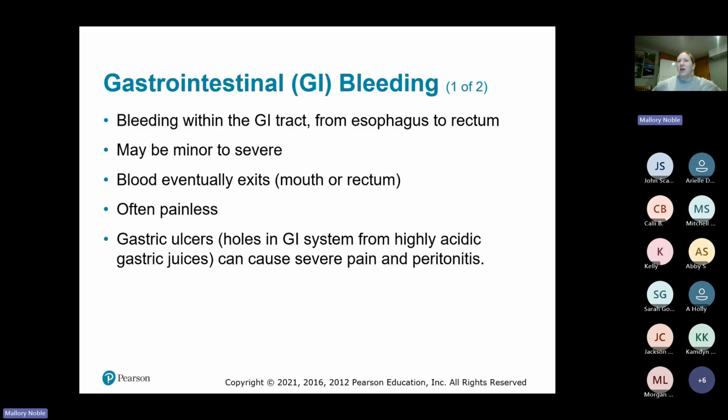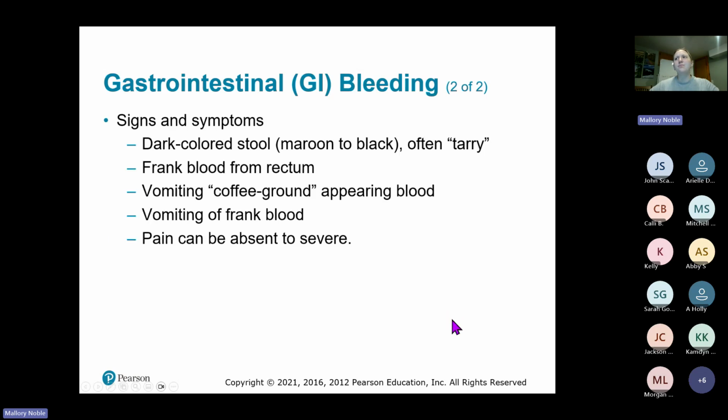Say if it's in the form of like an ulcer in the stomach, that usually does come with some pain. But if it's just like slight tearing or bleeding within the linings of the intestines, usually there's not a whole lot of pain. Maybe a bit of an upset stomach or just kind of a crampy, like diarrhea type feeling, but not a lot of pain.